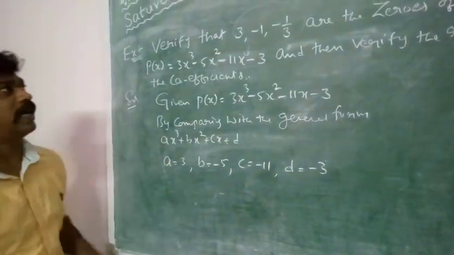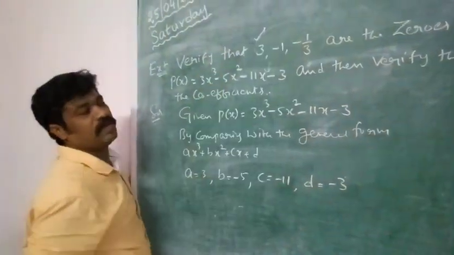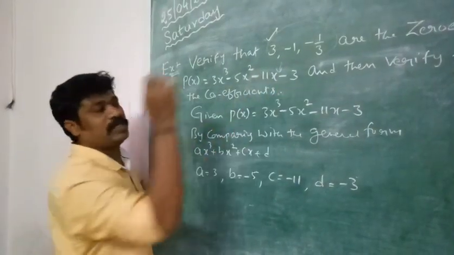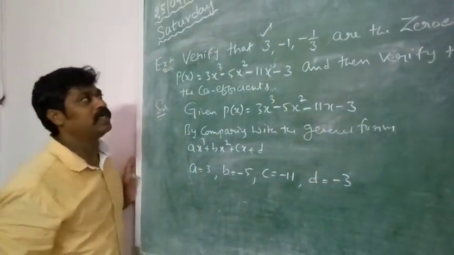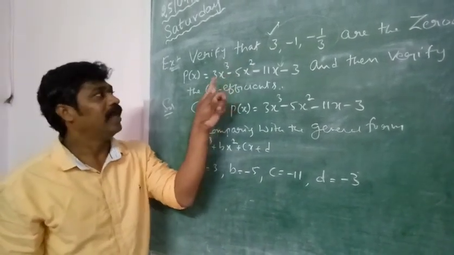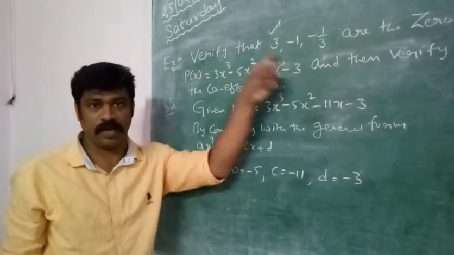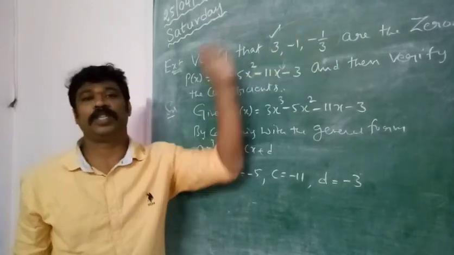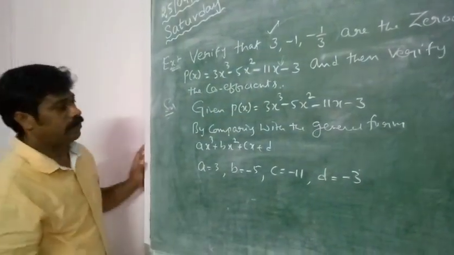Then first we have to show that these 3 are the zeros of this polynomial. Already we learned that if they are the zeros, and if you substitute these values in the given polynomial, then the polynomial must be equal to 0. Only then we say that they are the zeros of that polynomial. So first we will check it.